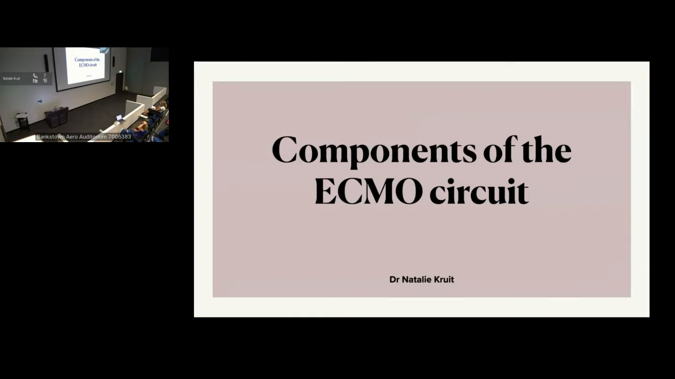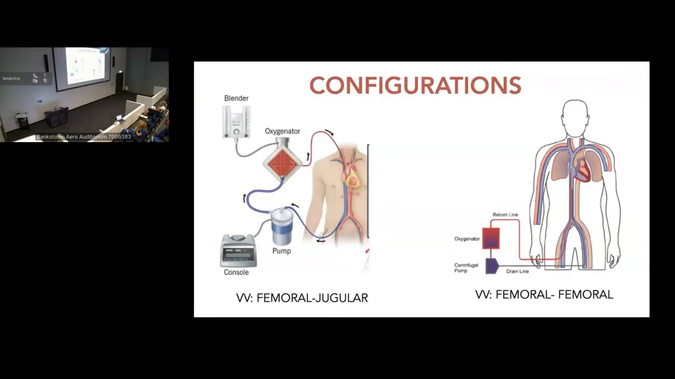So there are two main configurations that we use in VV ECMO, and I apologise if some of you already know this, but I was asked to pitch it at the 6 monthly registrars. So you've got the femoral jugular configuration where you can see on the left-hand side of the screen, you have a drainage cannula inserted into the femoral vein all the way up to the IVC. That goes into the pump, then the oxygenator, and is returning oxygenated blood via the IJ into the right atrium.